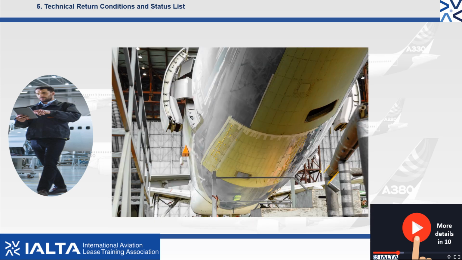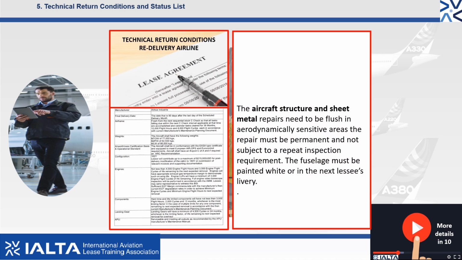In relation to the aircraft structure and sheet metal, which is covered in video 10, typical wording on the return conditions will look for all repairs to be smooth and level in aerodynamically sensitive areas. The repair must also be permanent and not subject to a repeat inspection requirement. The fuselage must be painted white or in the next lessee's livery.